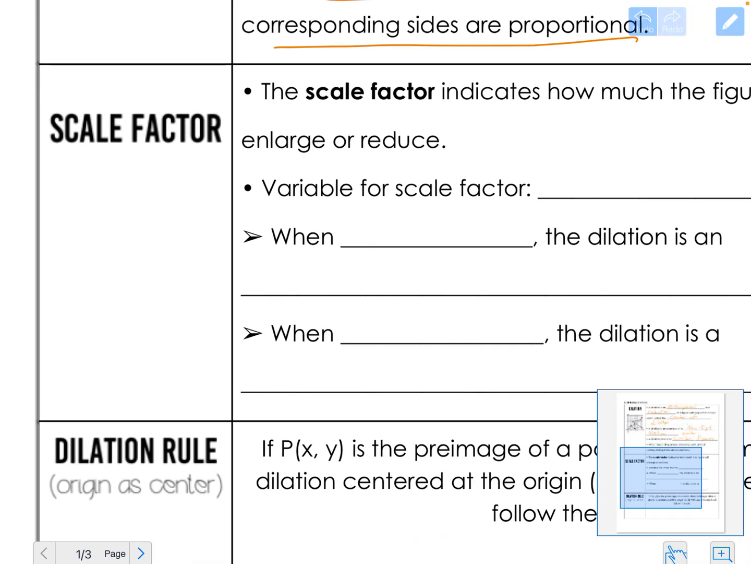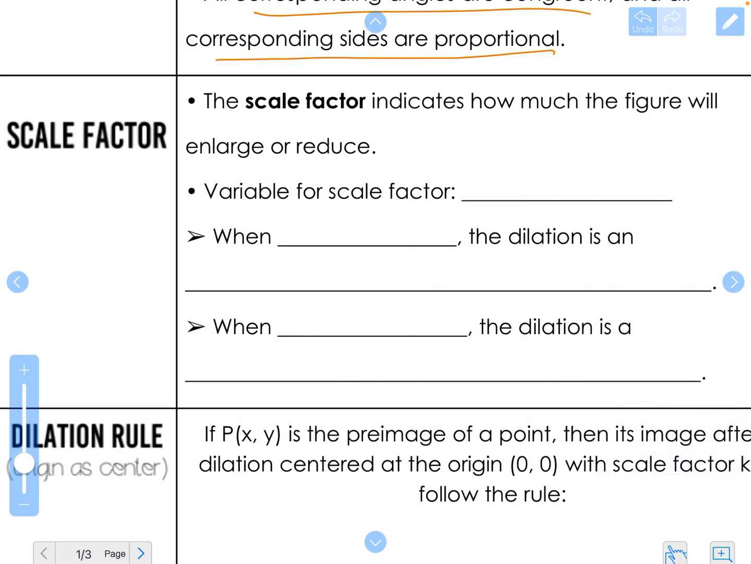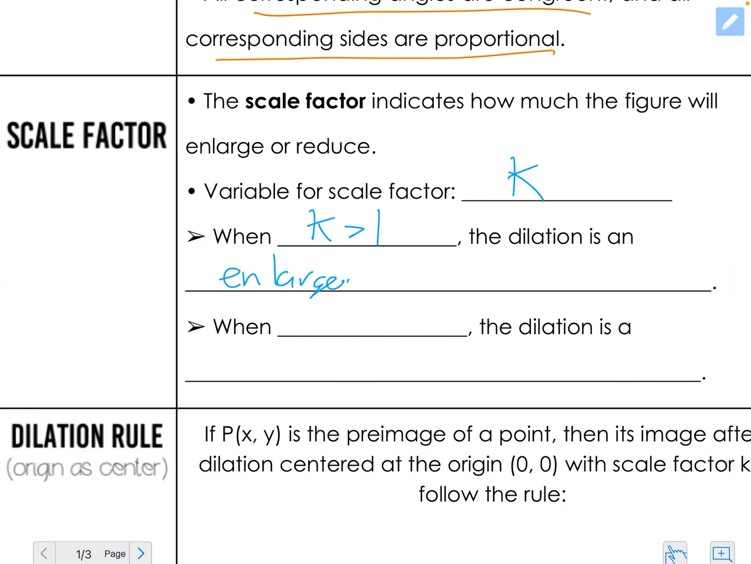So scale factor is a key thing when we are looking at dilations. The variable for scale factor is the letter K. When K is greater than 1, the dilation is an enlargement. When K is less than 1, the dilation is a reduction.